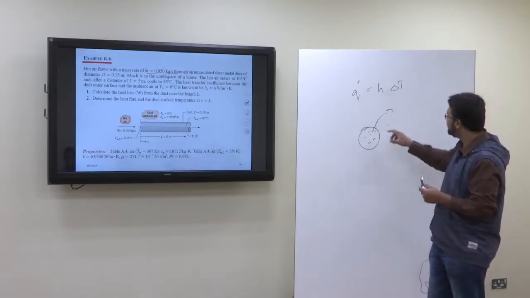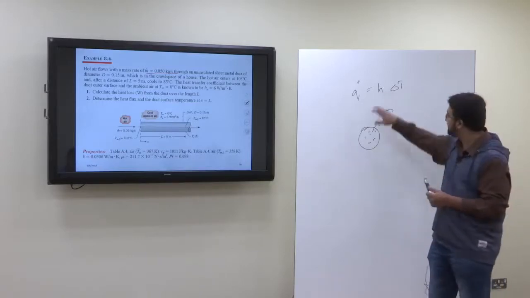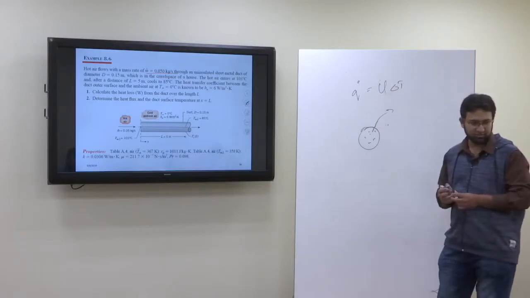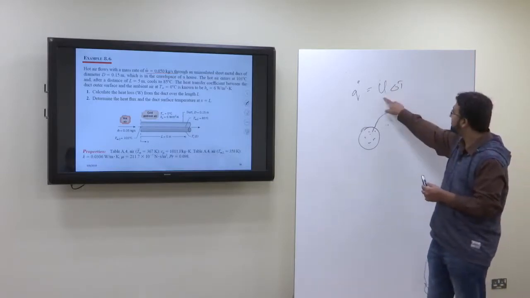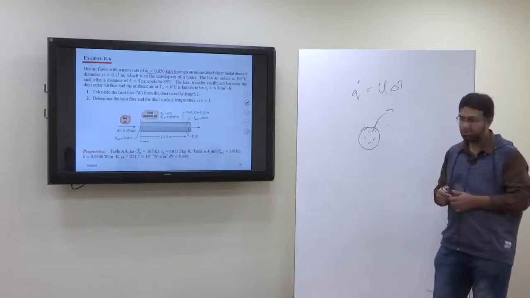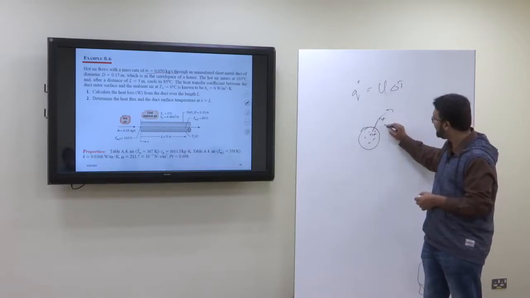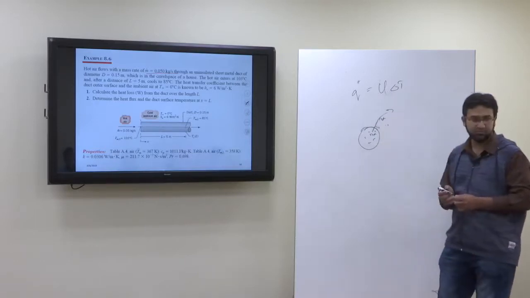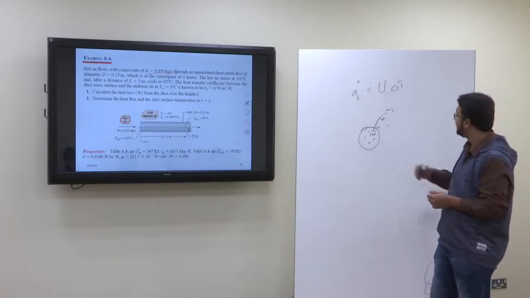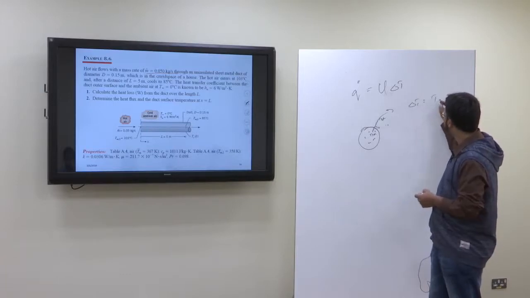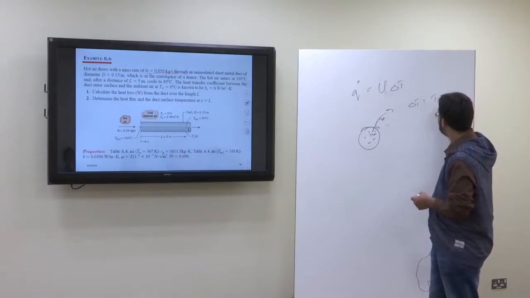So that's the thing. Since we are considering the overall heat transfer coefficient, instead of writing h, let me call it U, times delta T, right? Now, what U will be depends upon what delta T you are taking. So you have T mean here, you have T infinity here, and you have T surface here. If I say that delta T is T surface minus T infinity, then what will be U?